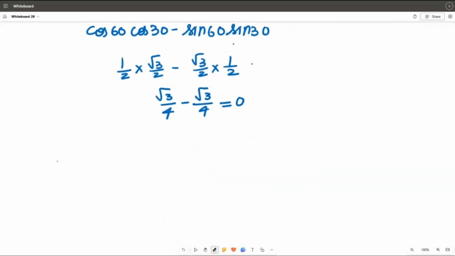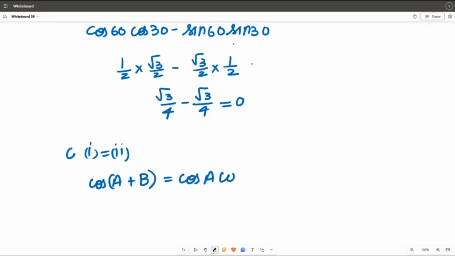And we can also prove that, since we got both sides equal, we can prove the identity of cos, which says cos (A plus B) is equal to cos A cos B minus sin A into sin B.